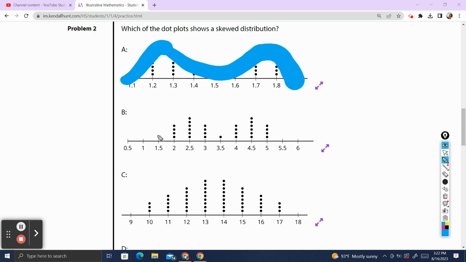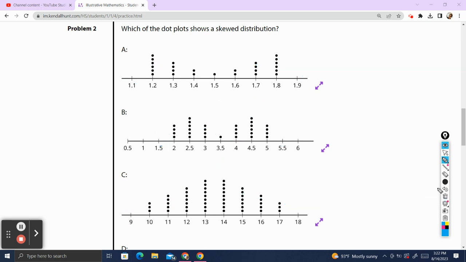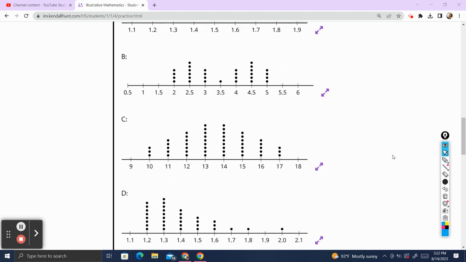So that's our first distribution. This is our second distribution. This is our mound-shaped distribution, so this one is symmetric. None of these have a tail that's dragging out. So I'm going to keep looking at my answer options and go down to D.